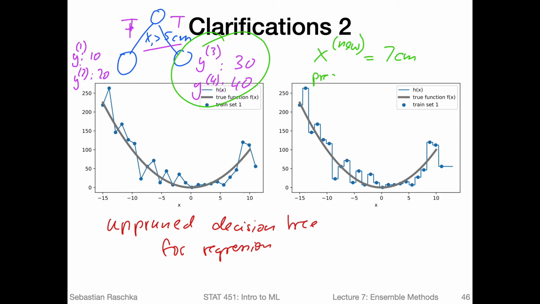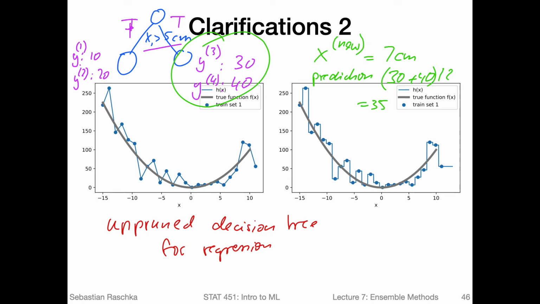So the prediction would be the average, so 30 plus 40 divided by 2, which is then 35. So the prediction would be 35.